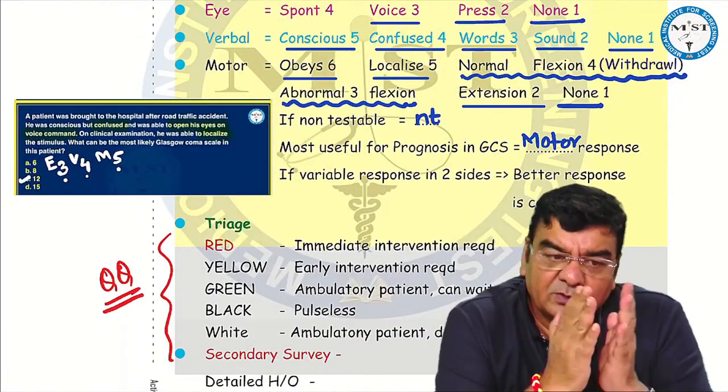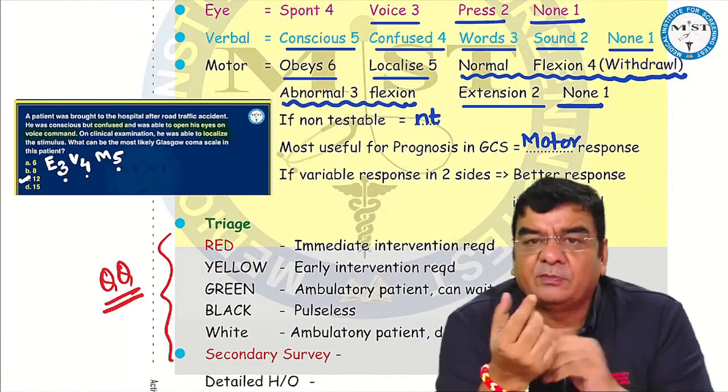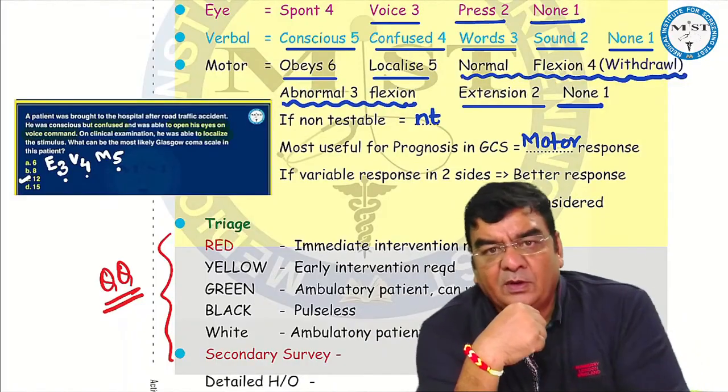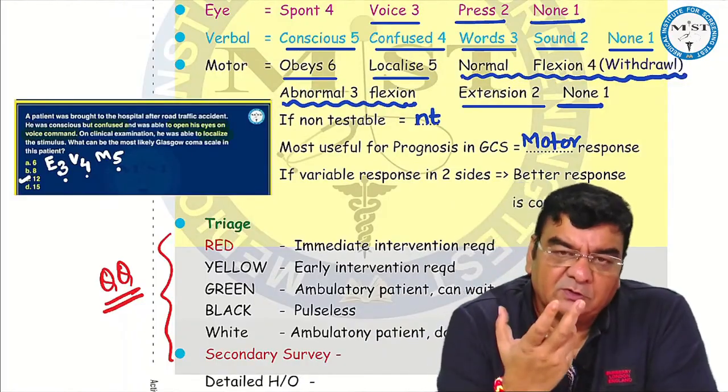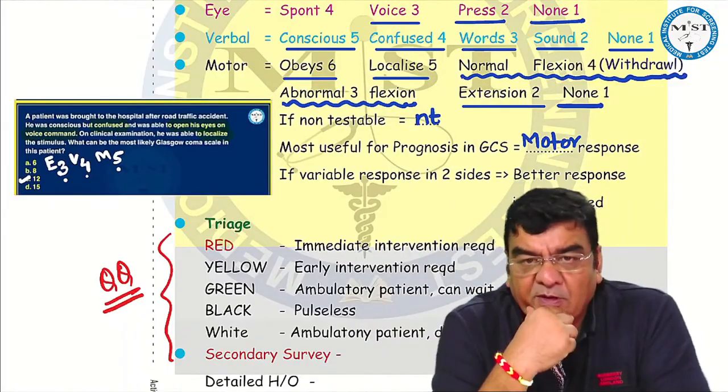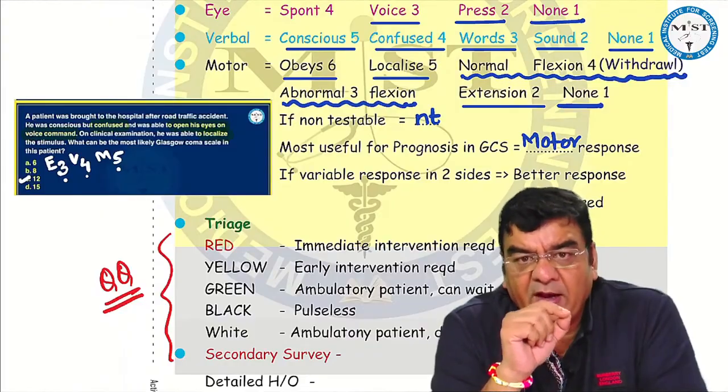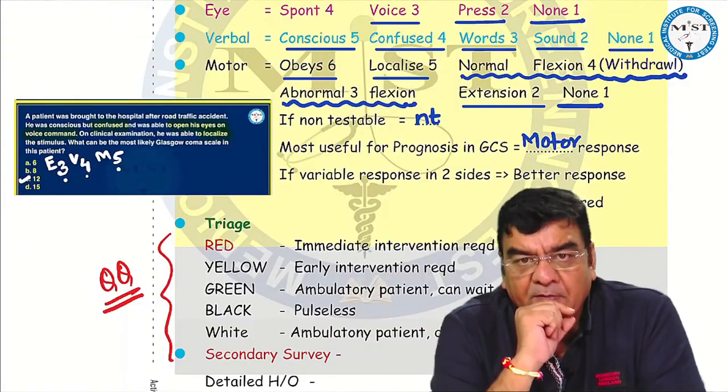Sometimes we may not be able to calculate these responses. For example, if you have put the endotracheal tube through the vocal cords, he will not be able to speak. So verbal response cannot be assessed. There we use the term NT, non-testable.